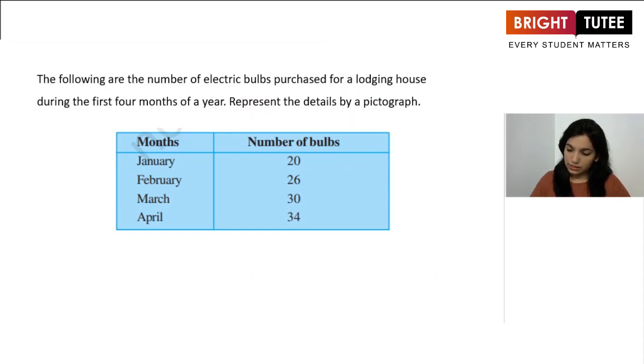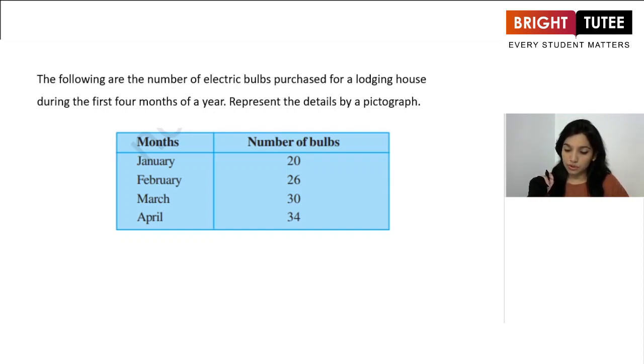Here it says, the following are the number of electric bulbs purchased for a lodging house during the first 4 months of a year. Represent the details by a pictograph. So this is what we are going to do here. Let us draw a pictograph for this particular image. So it says number of bulbs, right? So here in the first one we see 20, 26, 30, 34. Let us see what number is appropriate in order to draw the number of bulbs, right?